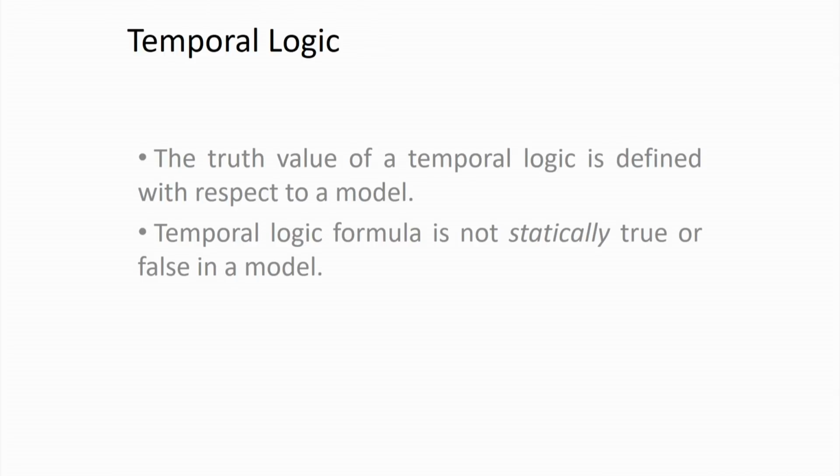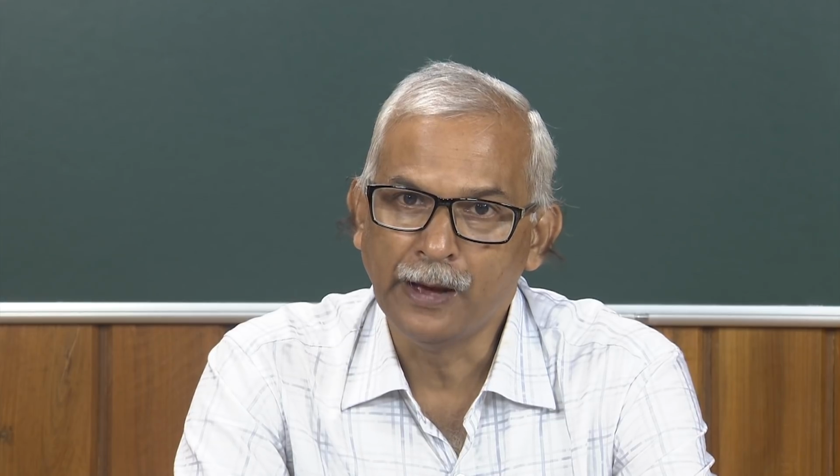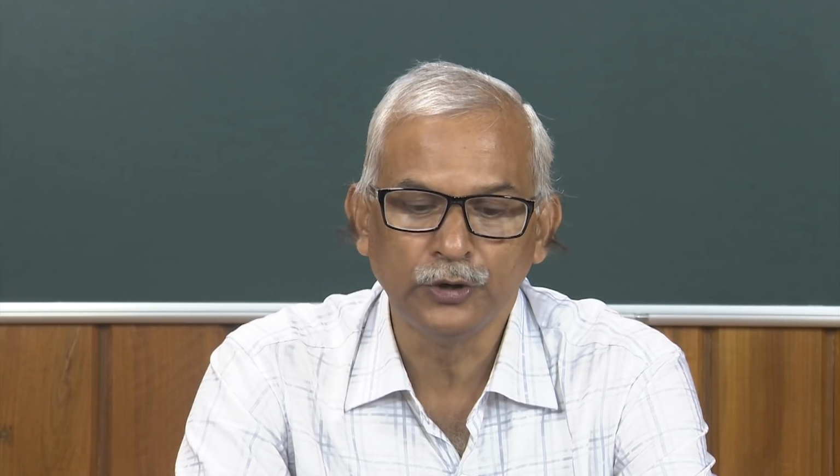A simple example in propositional logic: I can write P or not Q. This is a formula in propositional logic, and its truth value will be either true or false depending on the truth values of P and Q. Secondly, if I say P or not P, again it depends on the truth value of P, and we know that this is a tautology, it is always true. But in the case of a temporal logic formula, we cannot say that the formula is true or false; you always have to give the truth value of the temporal formula with respect to a model.